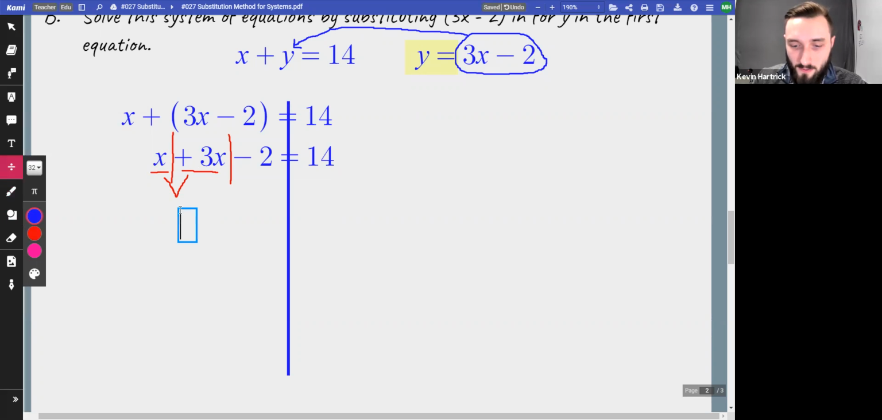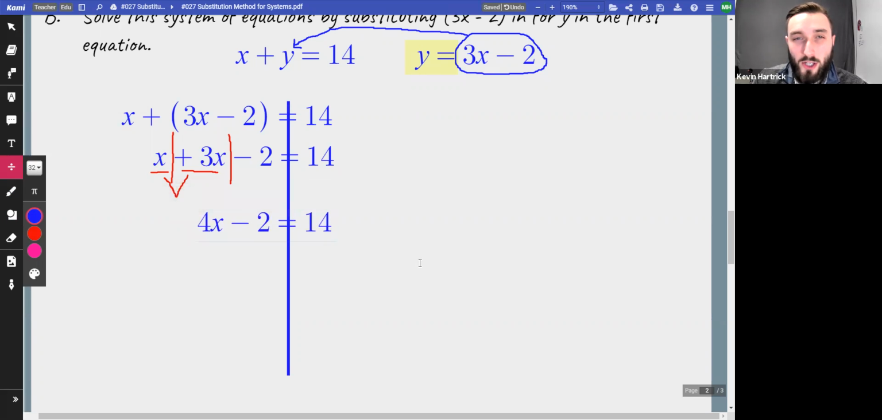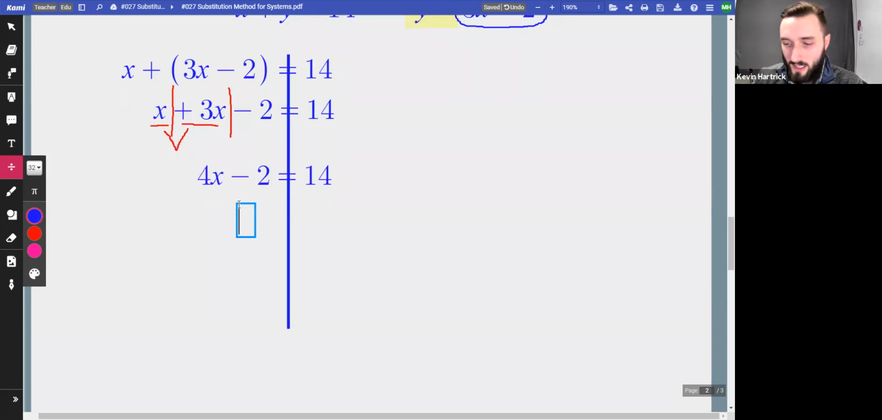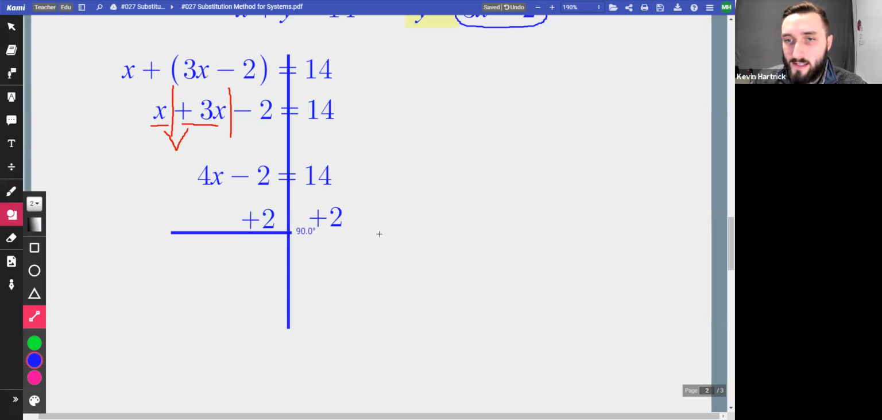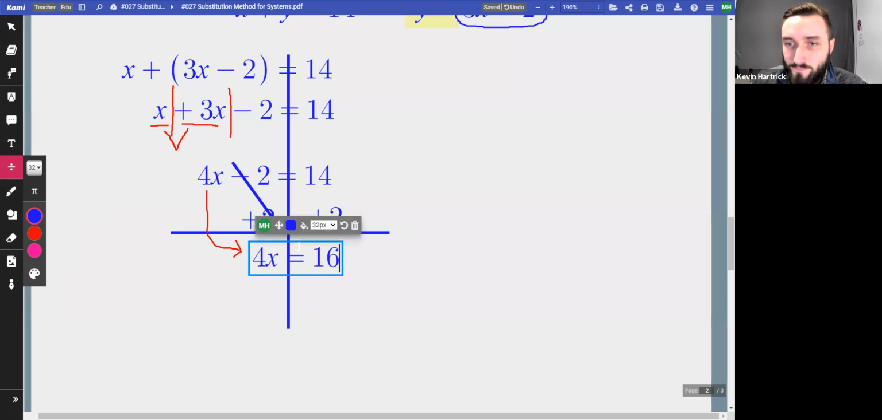So x and 3x gives me 4x. Okay, I still have my minus 2, and that equals 14 still. And now I am finally into my two-step equation. At this point, hopefully we're getting pretty good at this, reminding ourselves of how to do this. We always do the opposite. So I'm adding 2 to both sides to get rid of this negative 2. I am bringing down the 4x because I have not used it in that step. 14 plus 2 gives me 16.